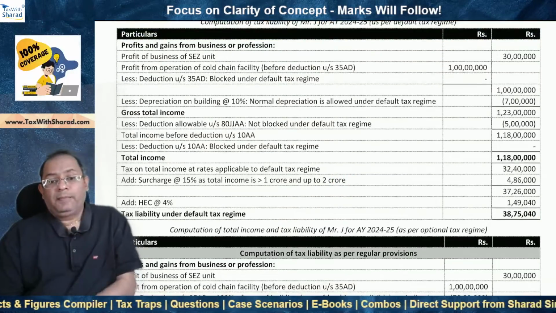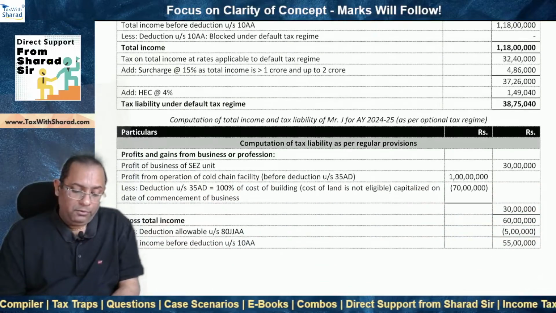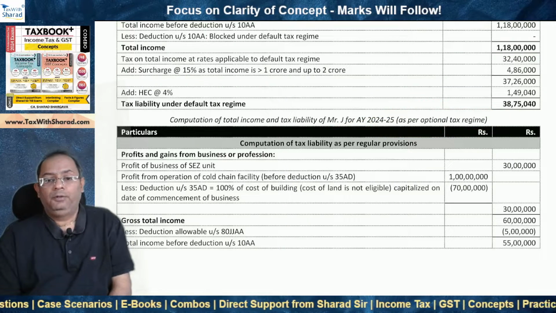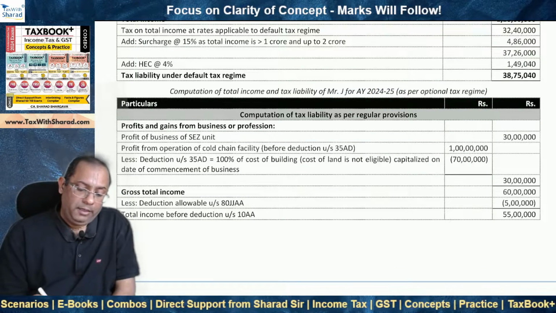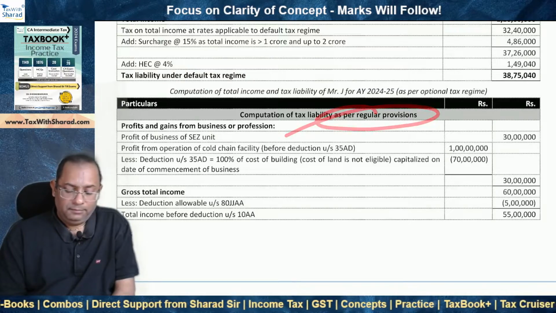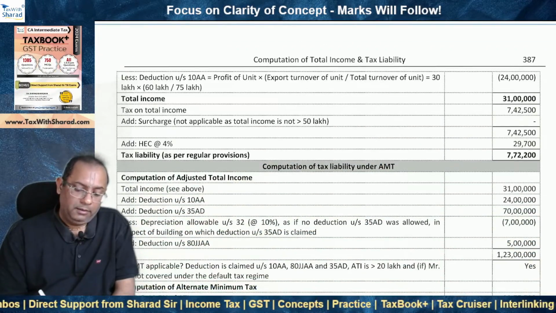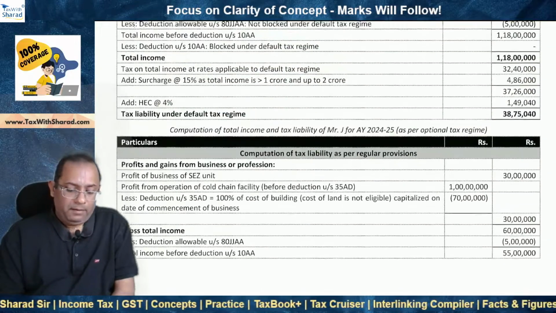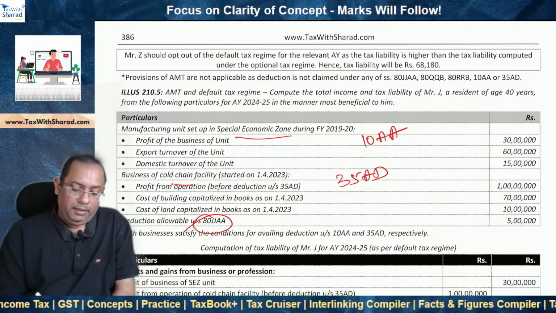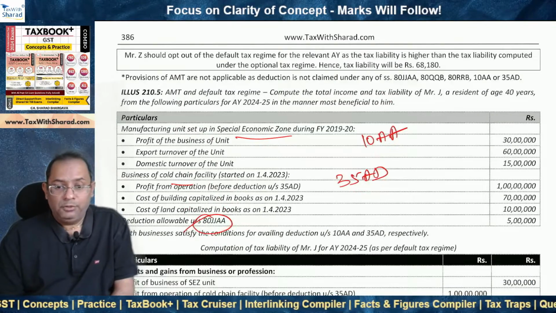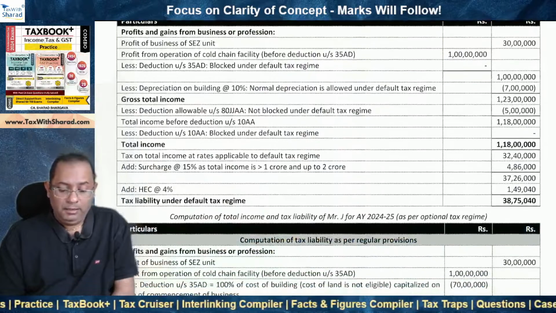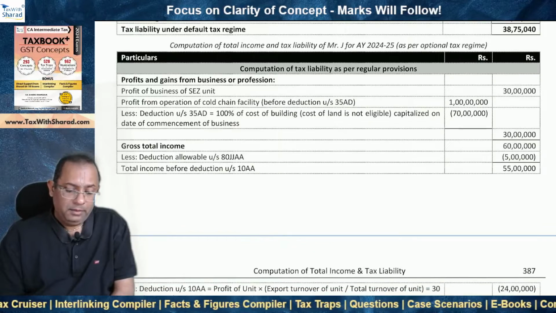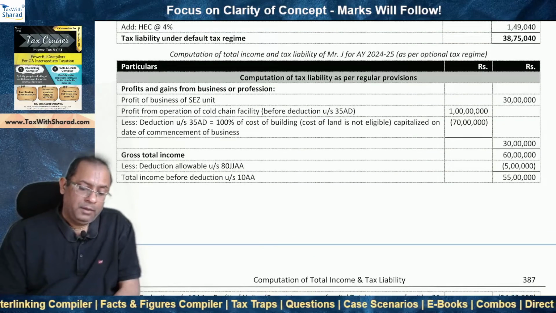This is step 1. In step 2, we now move to compute the total income and tax liability as per the optional tax regime. As I told you before, you need to do this in 2 parts. One is you may need to make the computation as per the regular provisions, and then you need to make the computation under AMT provisions. Why AMT provisions? Because 10AA, 3580, 80JJAA, you see all these sections here. So immediately you should realize that you need to figure out whether AMT provisions are applicable or not.